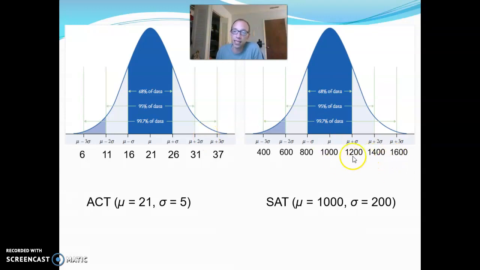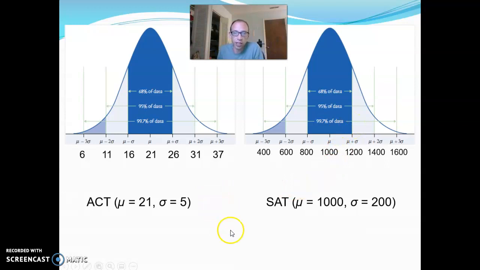Same thing for the SAT. Our mean is 1,000, so that's right there in the center of the distribution. And then we go out by whatever the standard deviation is. Now it's not 5. For this distribution, it's 200. So we're going to subtract 200 and add 200. And then we can say that 68% of the SAT scores here are between 800 and 1200, and so on.